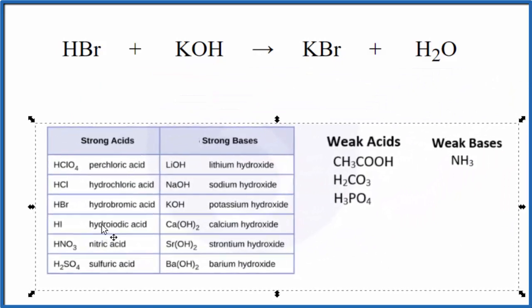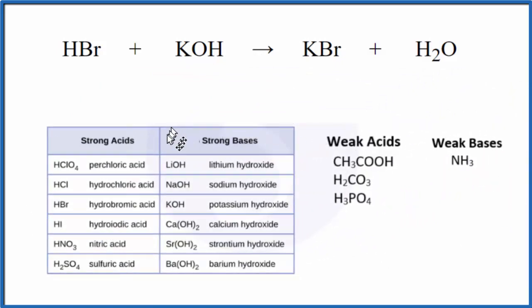Here's a chart of strong acids and strong bases that probably isn't a bad idea to memorize. We go down, HBr is right here. Hydrobromic acid, strong acid. That means it's going to break apart, dissociate into its ions completely. So we'll write aq. It's going to be aqueous, dissolved, dissociated into ions. KOH is a strong base, so it will also dissociate into its ions. We can write a little aq.